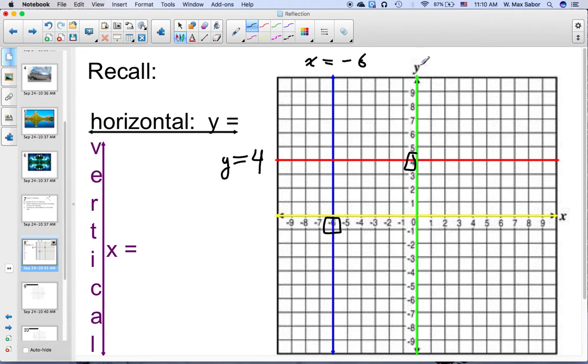This is called the y-axis. And the equation of the y-axis is actually x equals 0. This is the x-axis, and the equation of the x-axis is y equals 0. So if you need to review these, definitely come see me and we can review these, but horizontal lines are y equals, vertical lines are x equals.